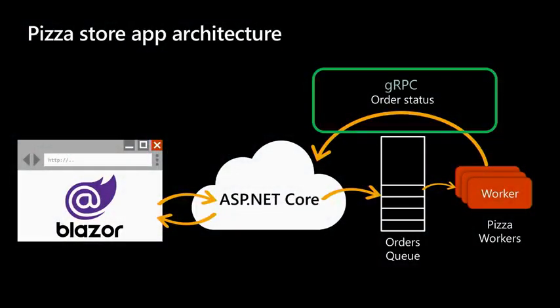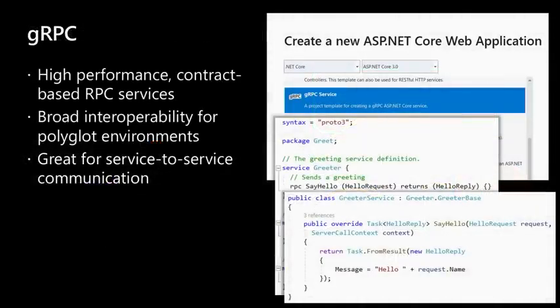OK, what about the order status? How do we do that? Well, new in .NET Core 3.0, we now have great support for gRPC. This was actually a collaboration with the community. If you're not familiar with gRPC, it is a high-performance, contract-based RPC protocol.